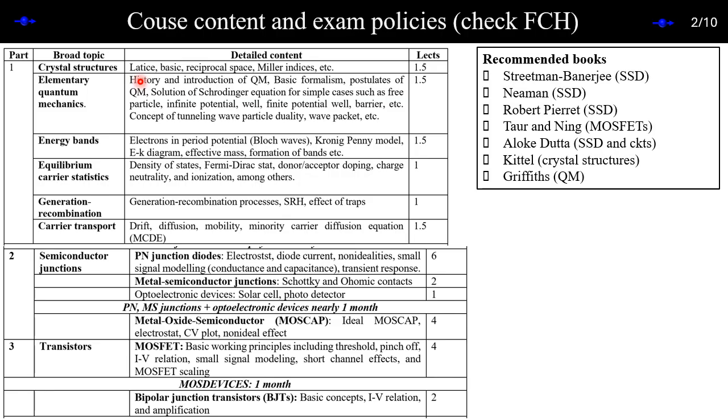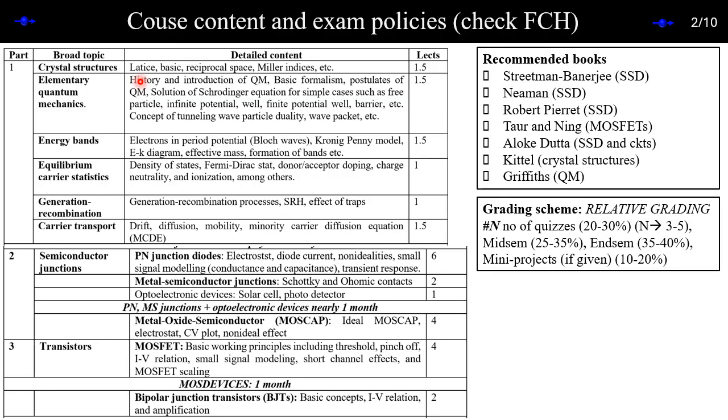So here are some of the textbooks we have suggested. Also, I mentioned the grading scheme. There will be typically 4 quizzes, and N minus 1, so typically 3, best of 3 will be taken. So we will have 4 quizzes and 2 exams. So altogether we'll have 6 exams.